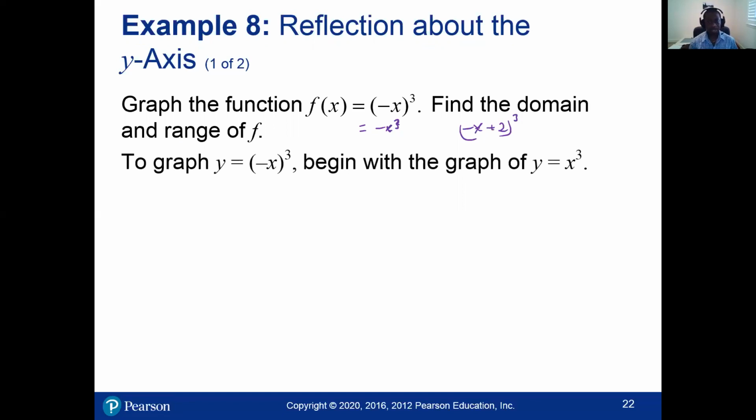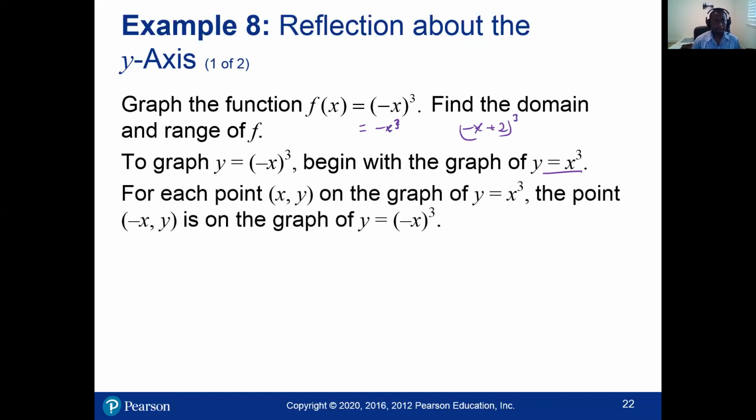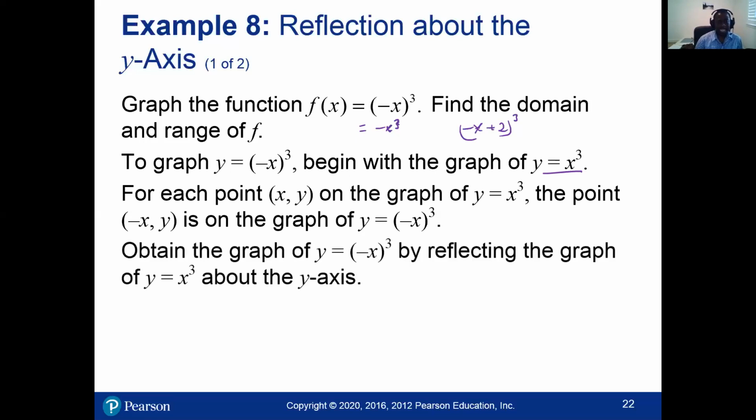Now our basic function is what? x cubed. Y is equal to x cubed. That's where we begin, and then we're going to reflect in the y-axis. For each point, the y coordinate remains the same, but the x will be the negative of that. So to obtain the function given, we reflect the function y is equal to x cubed about the y-axis.